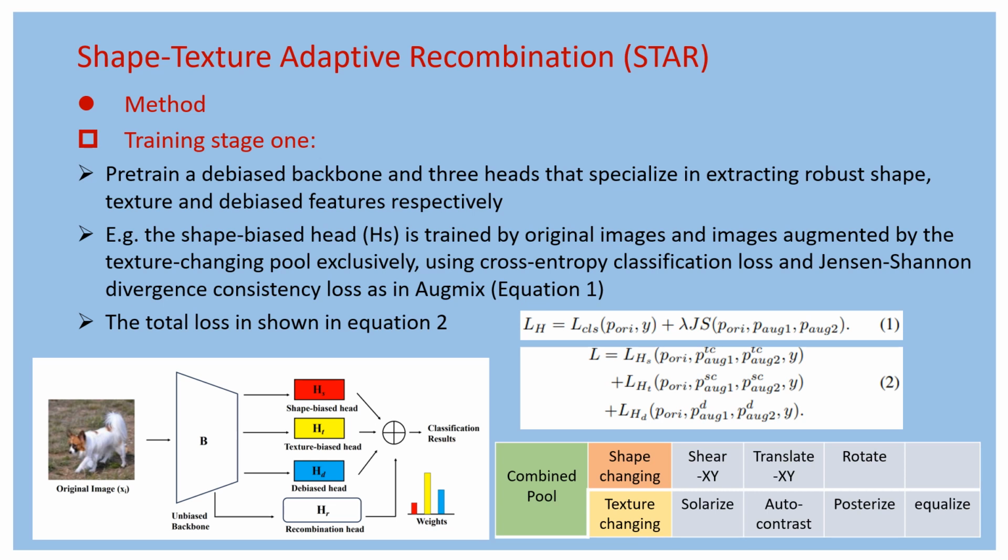The texture changing pool contains color channel operations including solarize, equalize, auto-contrast, and posterize, which do not affect spatial information and force the model to learn robust shape features. The shape changing pool contains spatial operations including translate, shear, and rotate, which cause more changes in shape information than texture and force the model to learn robust texture features. And the debiased pool is a combination of operations of both shape and texture changing pools.